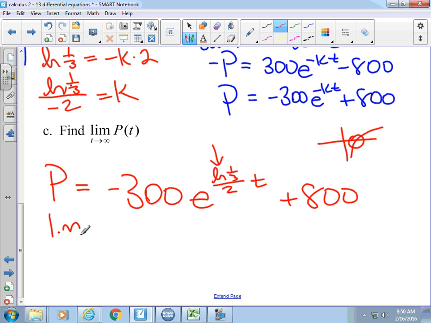If I'm doing the limit as t approaches infinity, that negative value moves the e to the... What's a negative exponent do? It moves it to the bottom, right? So I'm dividing by a really big number. So this whole term goes to 0.